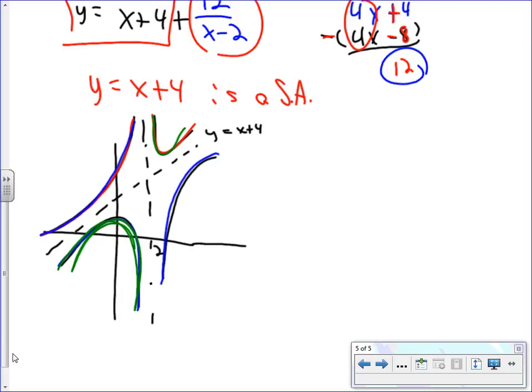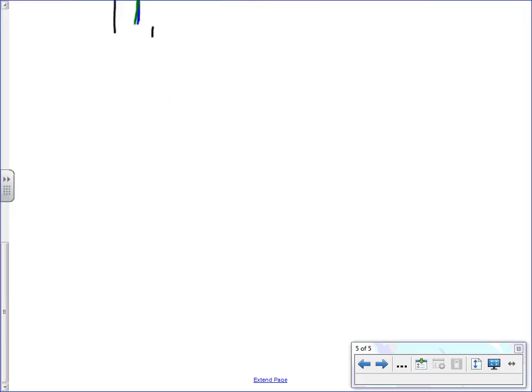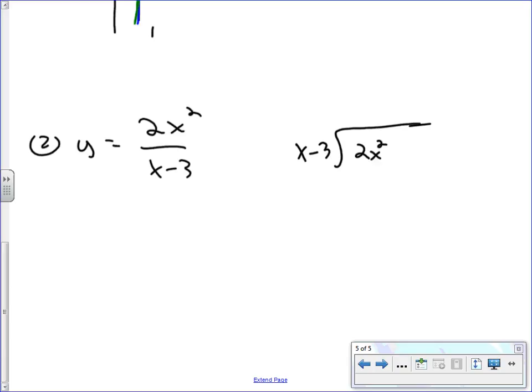So let me do one more example for you. Degree of the numerator is 2. The degree of the denominator is 1. If I said to rewrite it, or to find the slant asymptote, you need to do long division. 2x squared. It's a good idea to put placeholders in all the way down to the constant: 2x squared plus 0x plus 0. And you're saying x times what is 2x squared? That gives you 2x. 2x times x is 2x squared.